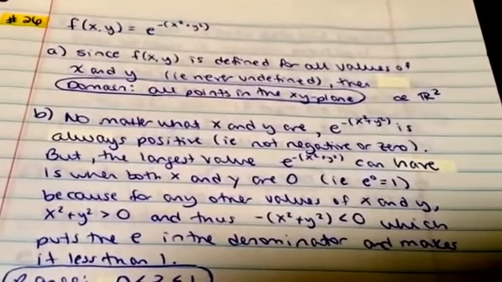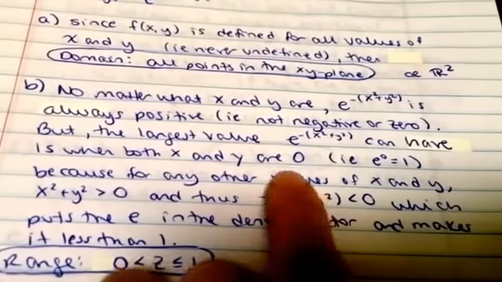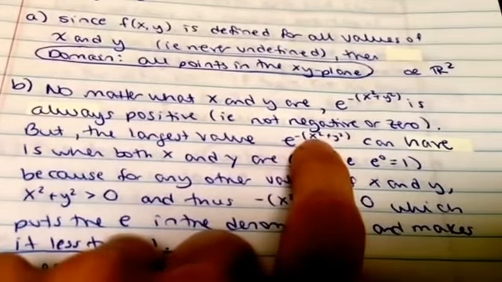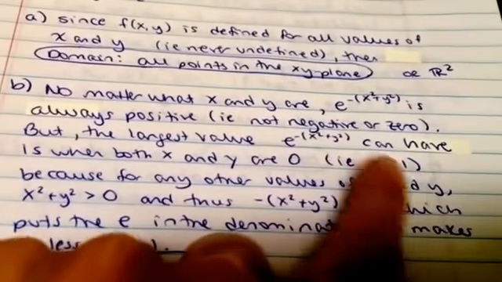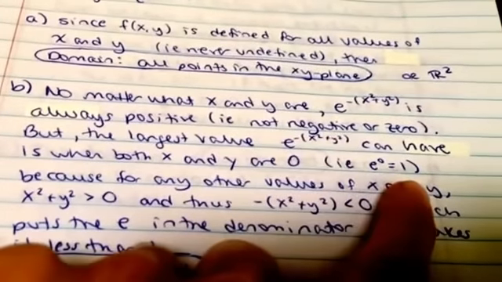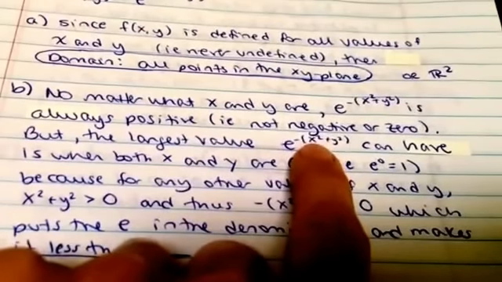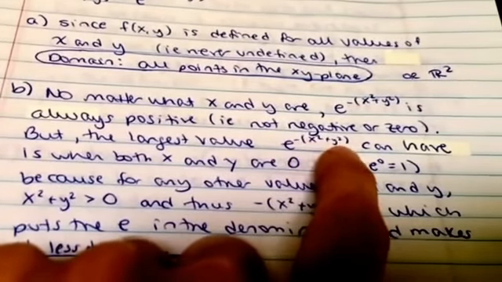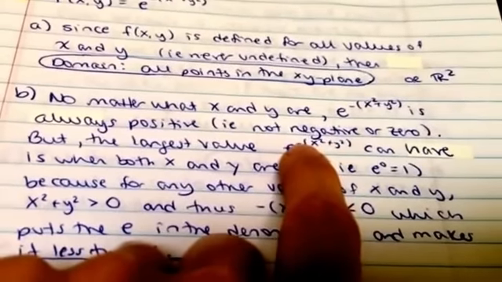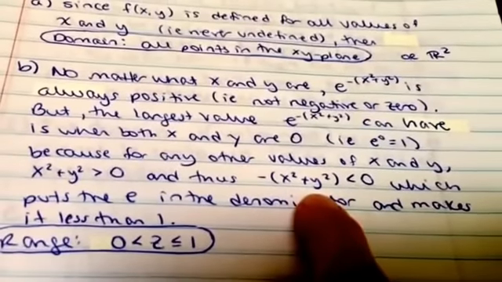There's a vertical asymptote at the X-axis, so it never touches it or crosses it. But here, because this is negative, if X and Y are both 0, then this would be E to the 0, well, E to the negative 0, which is still 0, and that would be 1. But for anything else, X squared, no matter what X and Y are, because you're squaring them, this is positive plus a positive, so this is always positive. But then this negative out there makes it always negative, and so this is always going to be negative.